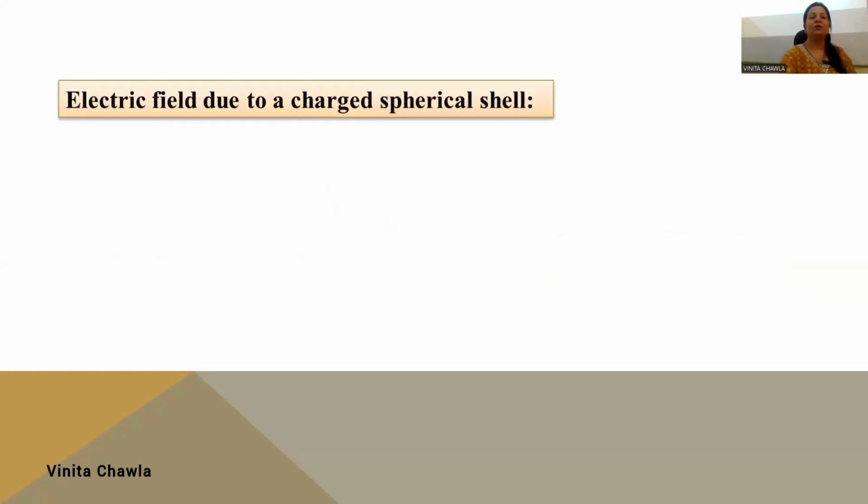So electric field due to a charged spherical shell. Because we have a spherical shell and it is hollow from inside and it is charged, the whole charge will reside on its outer surface. In any case, if we have a conductor and we give charge to a conductor, then charge goes to the outer surface only. No charge resides inside the conductor. This we had discussed in the first or second class of this chapter of electric field, right?